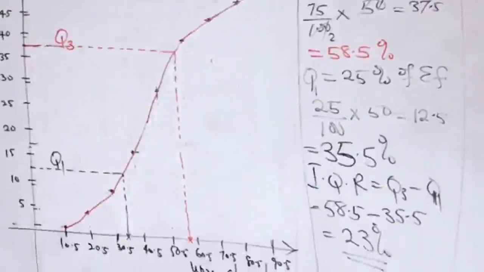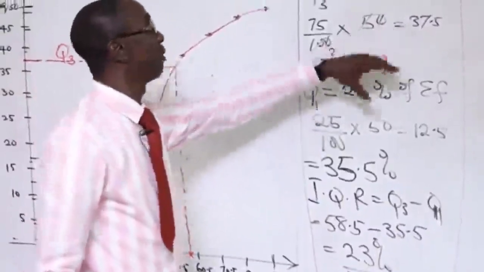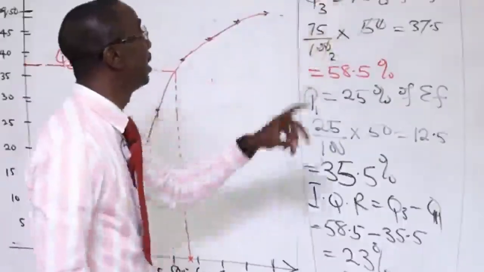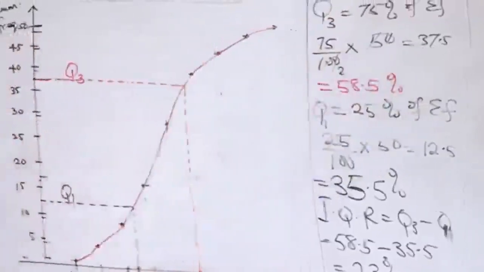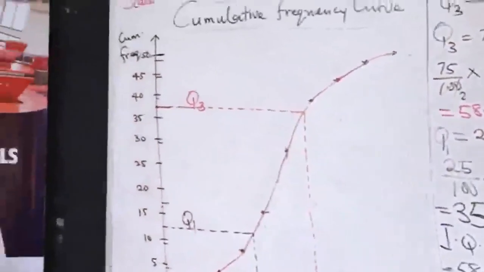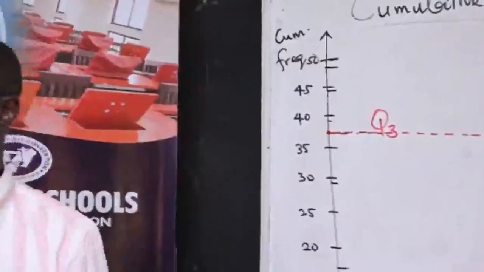Please, do we now remember that you don't just subtract. This is not your value. You have to get the actual value of Q3. After getting this, you must go and read the value on the graph. I hope I'm communicating now. Yes, can we move forward, madam?